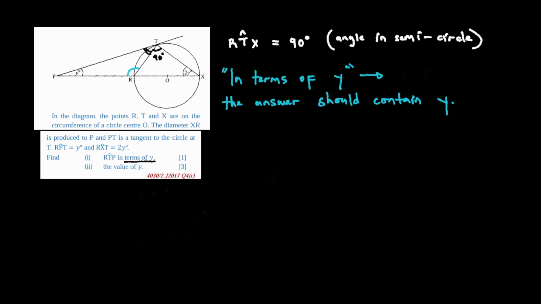Angle iyo tinoiwana sei tichishandisa principle yatabva kudiscussa. Saka angle yacho inenge iri PRT. Saka PRT, this external angle inenge iri equal to these two interior angles, kureva RTX plus TXR. Saka PRT iri equal to RTX ndi 90 degrees plus TXR ndi 2y degrees. Saka this angle iri pana R iri equal to 90 plus 2y degrees.